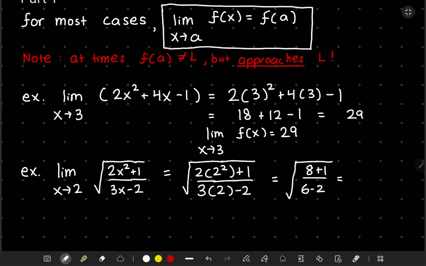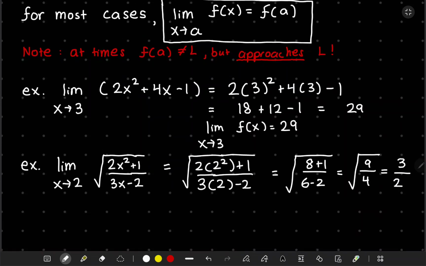What would that give us? This would give us the following. 8 plus 1 is 9, and 6 minus 2 is 4. Then I just calculate the square roots. The square root of 9 is 3. The square root of 4 is 2. So we can make the claim that the limit as x approaches 2 for this particular function equals 3 over 2.